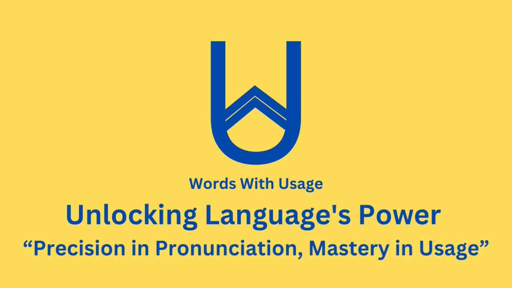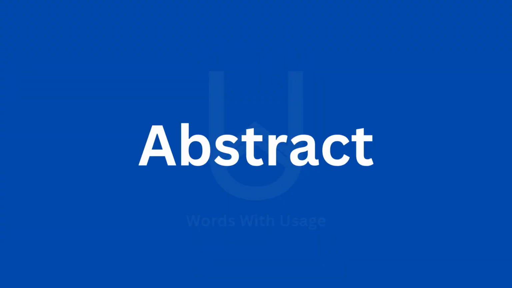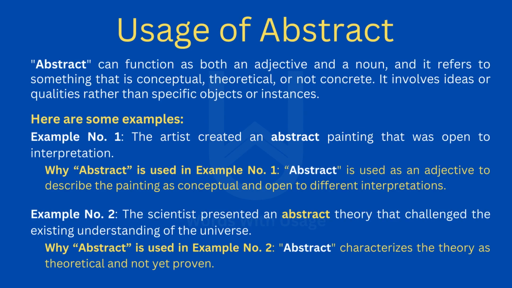In this video, the word is abstract. Abstract. Abstract can function as both an adjective and a noun, and it refers to something that is conceptual, theoretical, or not concrete. It involves ideas or qualities rather than specific objects or instances.